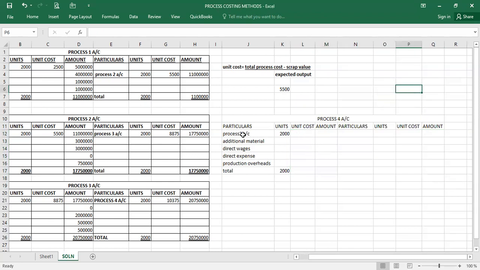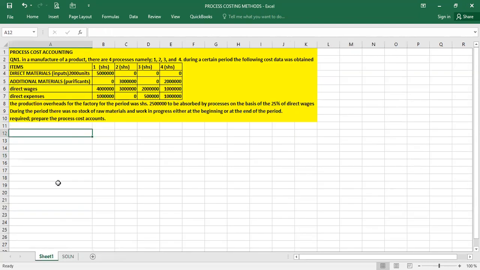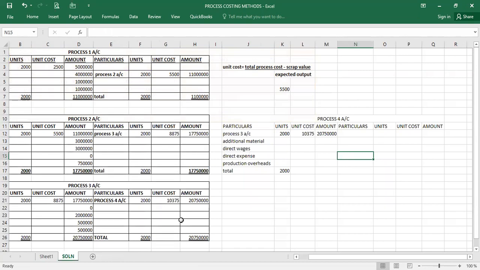This is our last process, and here we are saying it is now from the process 3 account. So we've brought that with its cost, which is 10,375. The total cost is 20,750,000. That's the cost. Then we have other additional material. We added 2 million, and the direct expense and the direct labor, they are 1 million each.